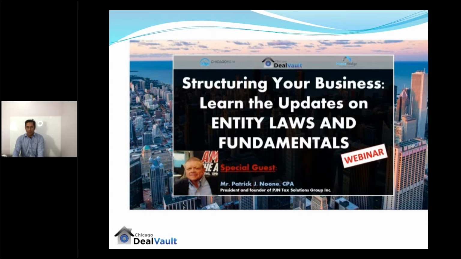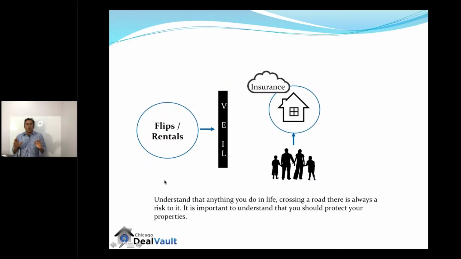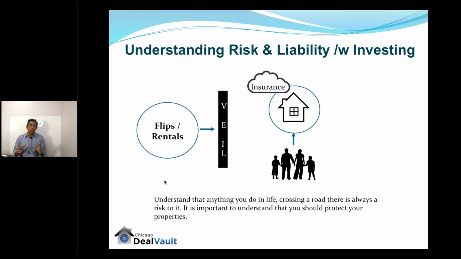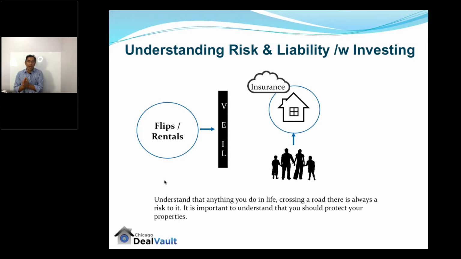Let's talk about understanding risk and liability. The objective of having your entity, number one, is to be protected. Your personal assets need to be protected. So you need to have like a firewall in between you, your personal assets, your family, and your business. That is the main objective of creating your entity for asset protection.